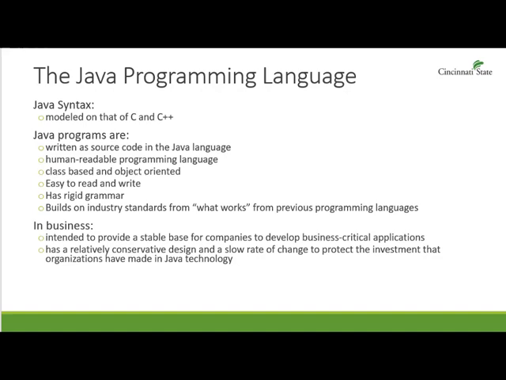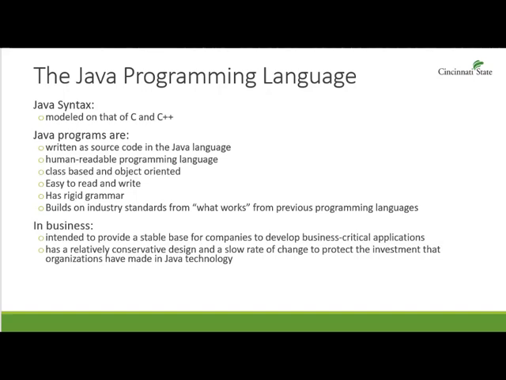Java is relatively easy to read and write. It has a simple program structure, and it is intended to be easy to learn and to teach. It builds on industry experience with languages like C++ and tries to remove complex features as well as preserving what works from previous languages.